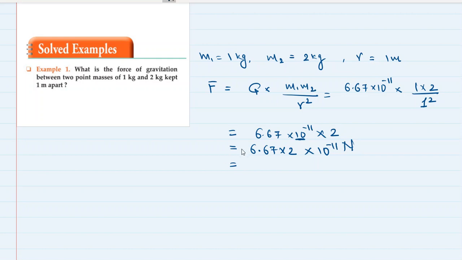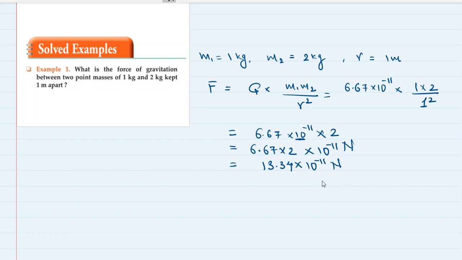I hope you have done the calculation. The final answer comes to be 13.34 into 10 raised to minus 11 Newton. That is the force of gravitation between the two point masses, which is very, very small.